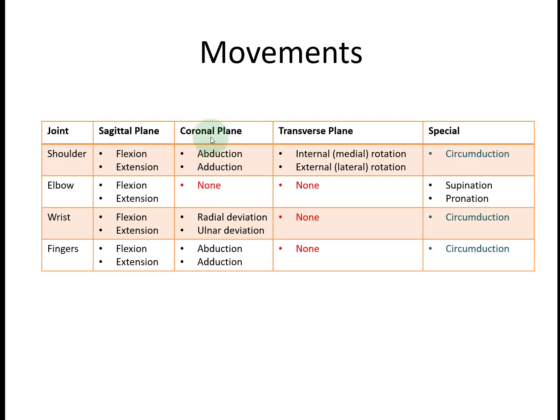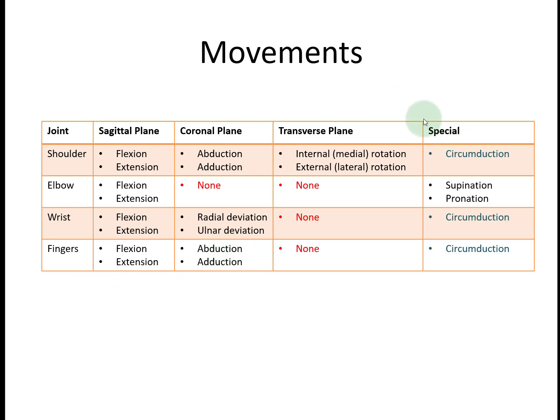The movements in the coronal plane are abduction and adduction. And again, refer to that video to look at what abduction and adduction look like. In the shoulder, there's abduction adduction, but no abduction adduction in the elbow. You just can't do that. You'd have to tear ligaments and break bones in order to get that movement to occur. In the wrist, we see radial deviation, ulnar deviation, and again, it's in that YouTube video. And then fingers, there are abduction and adduction.